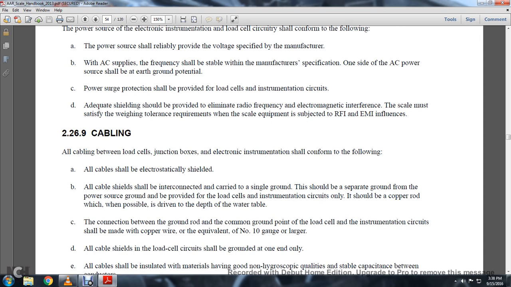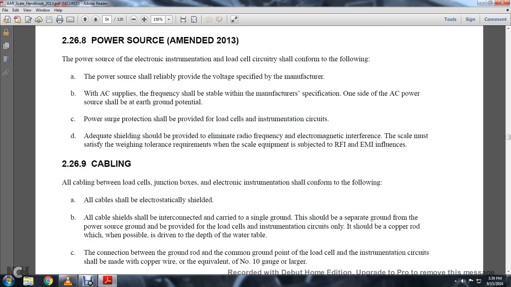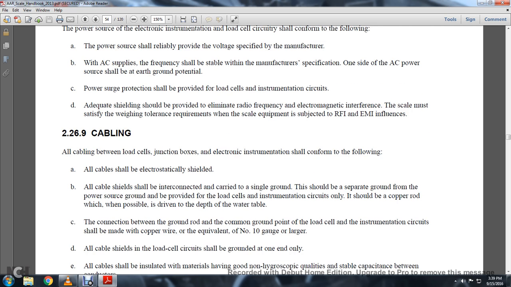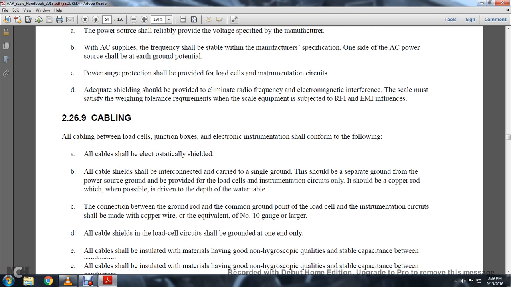226.9, cabling. All cabling between the load cells, junction boxes, and electronic instrumentation should conform with the following. All cables should be electrically stable and statically shielded. All cable shields should be interconnected with the cable carried in a single ground that should be separated from the ground of the power source. The ground provided with the load cell instrument circuits should be a copper rod, driven to the depth of the water table. Connection between the ground and the common ground point of the load cell instrument circuit shall be copper wire equivalent to number 8, or 10 gauge if larger.